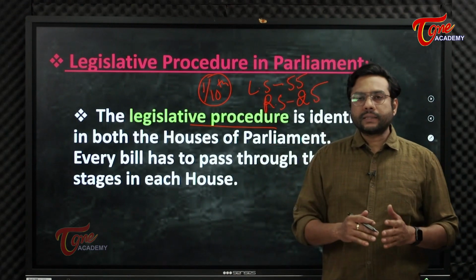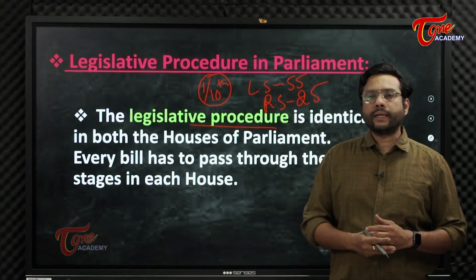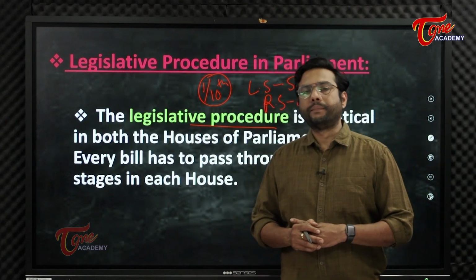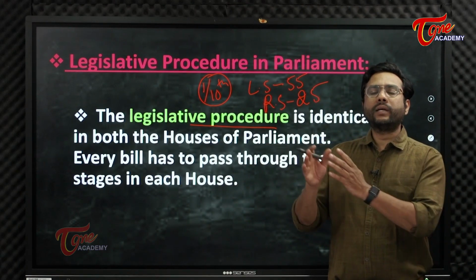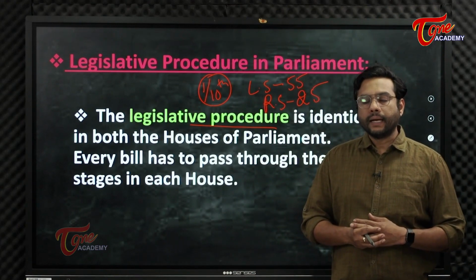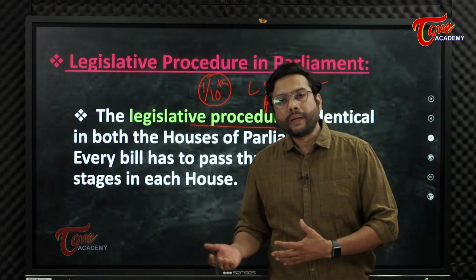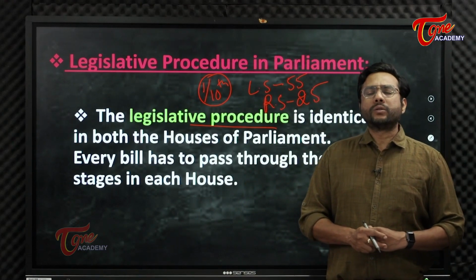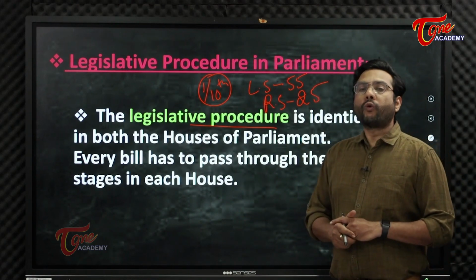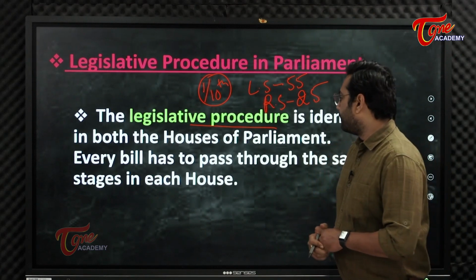Then if it is passed in that house, it is sent to the other house. A similar procedure is applied in the next house. Then after passing the bill in that house, it is sent for the assent of the President. The President has the veto power. The President can accept the bill, can return the bill, or can reject the bill. So we have a parliamentary procedure. We'll understand what kind of bill, what kind of procedure is implemented.